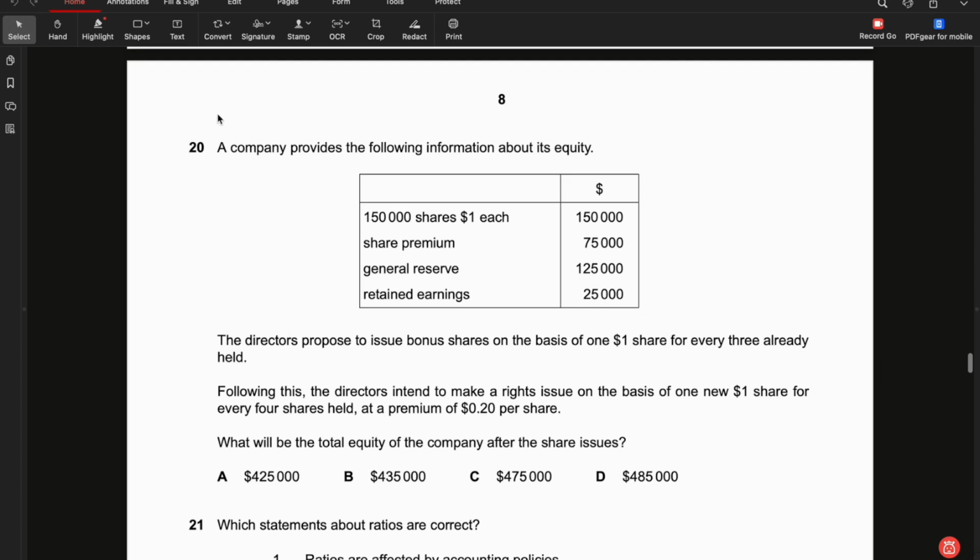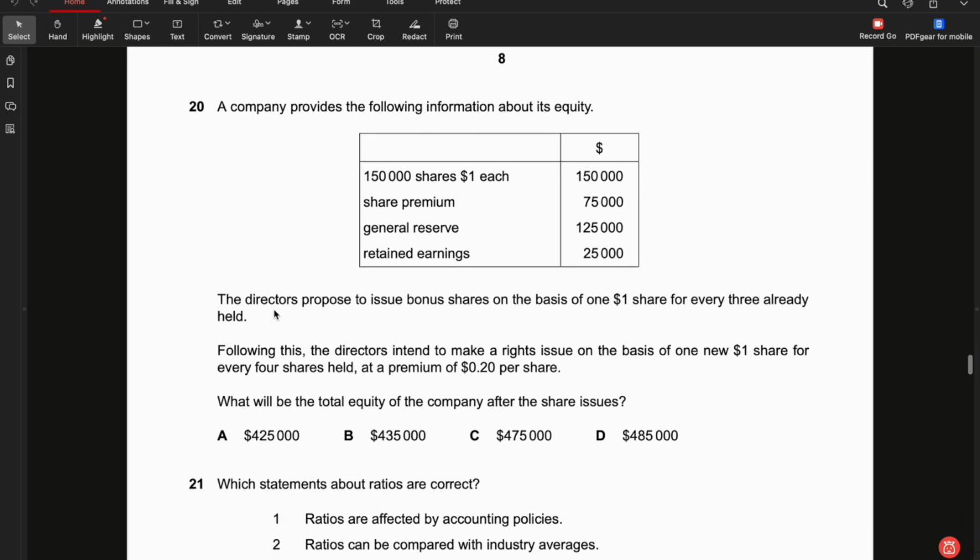And the last question for today. A company provided the following information about its equity: 150,000 shares of $1 each, $150,000. Share premium 75,000, general reserve 125,000, and the retained earnings 25,000. The director proposed to issue bonus shares on the basis of 1 share for every 3 already held.